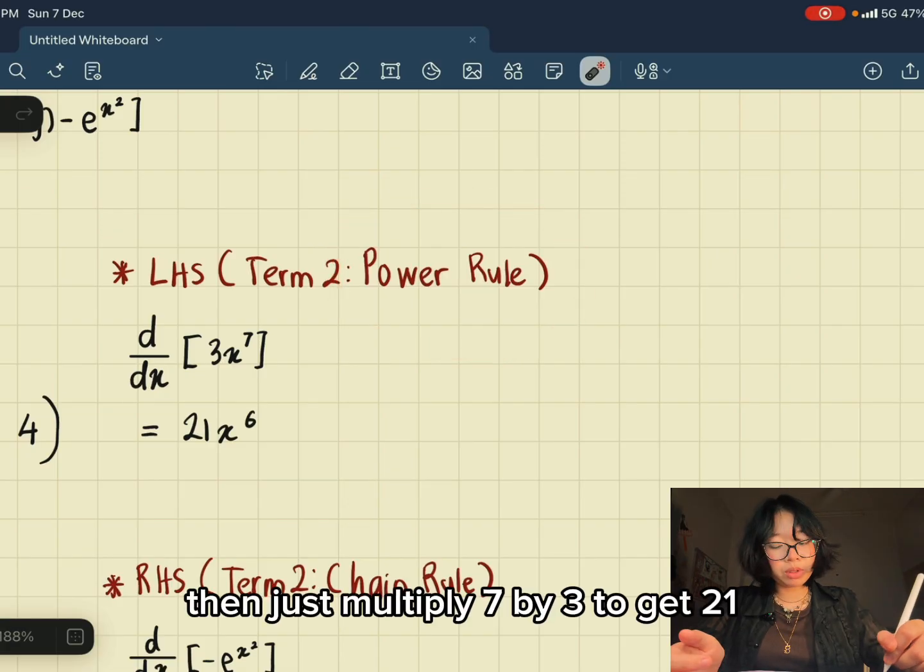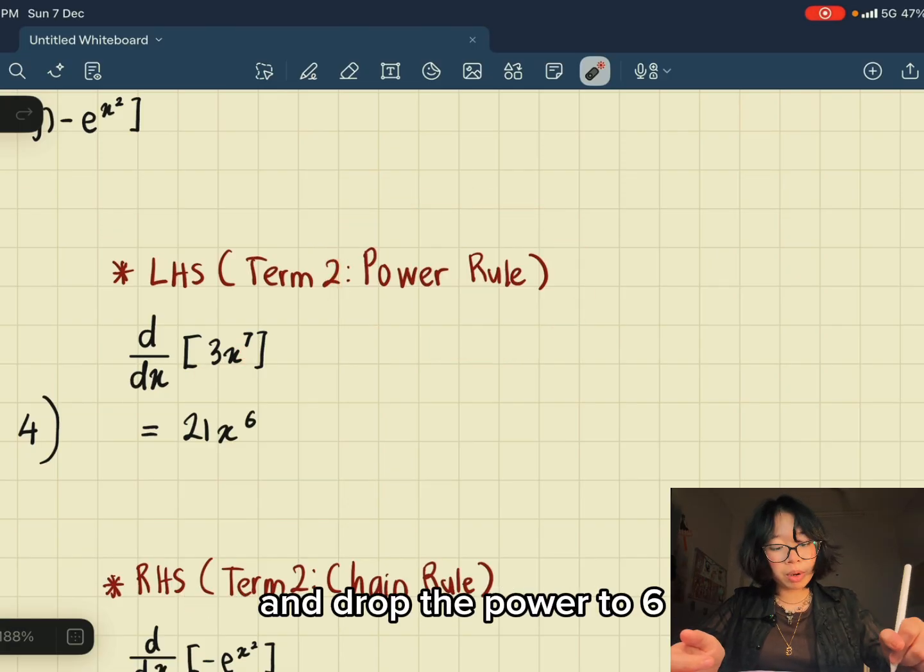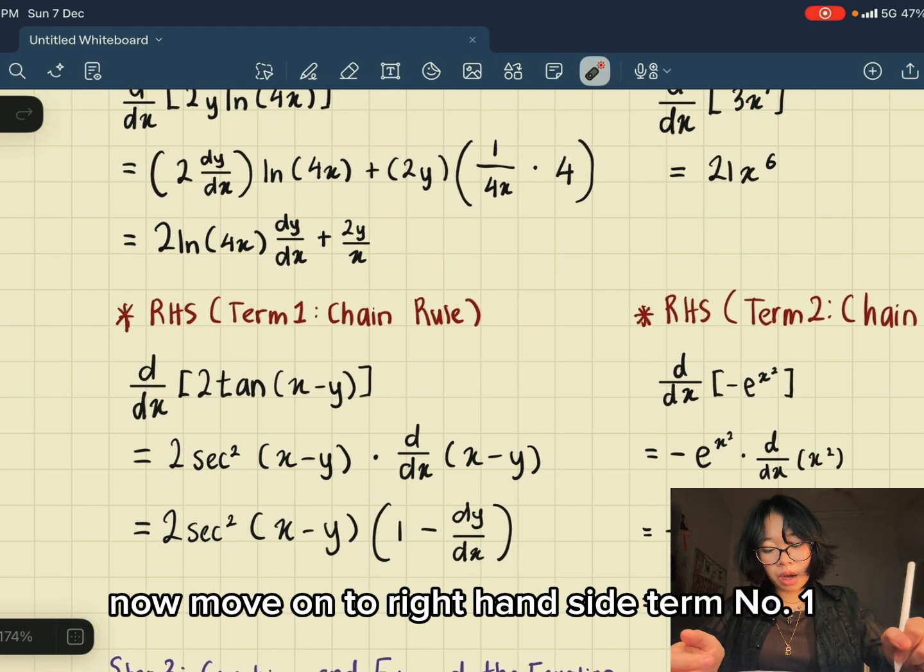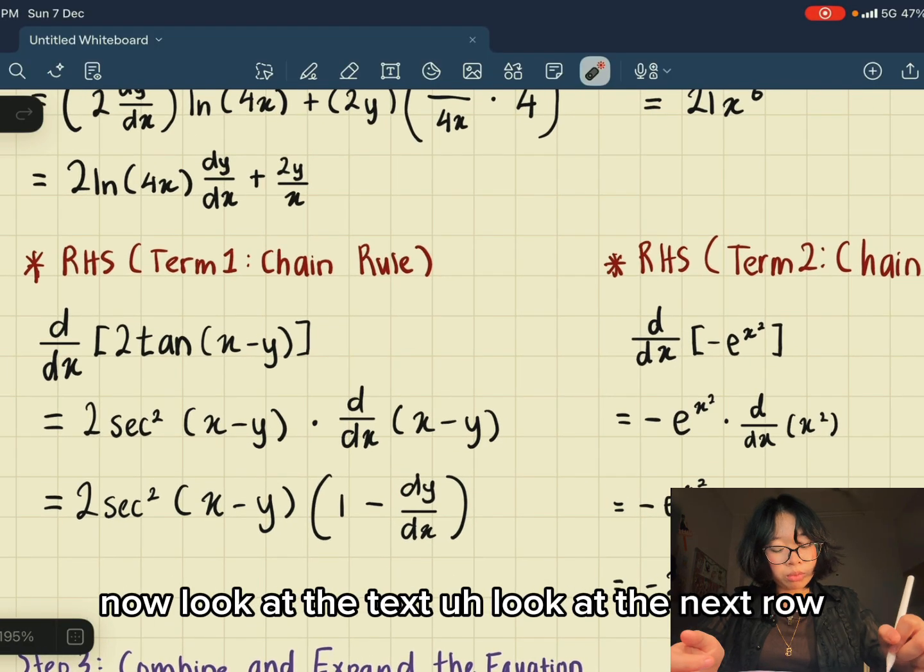We just multiply 7 by 3 to get 21 and drop the power to 6, and the result is 21x to the power of 6. Now move on to the right-hand side, term number 1. Now look at the next row.